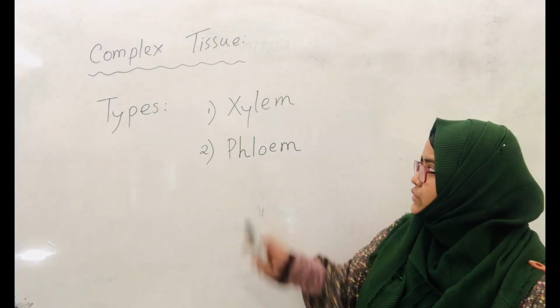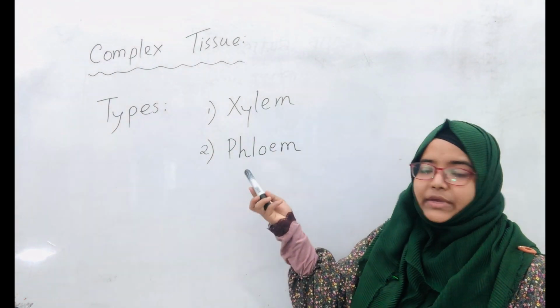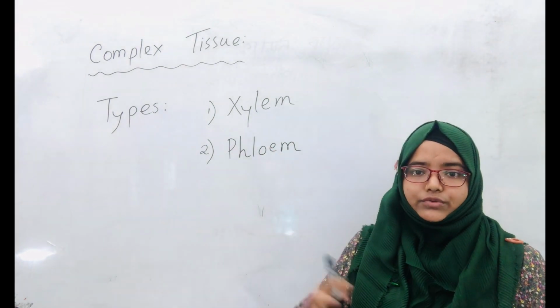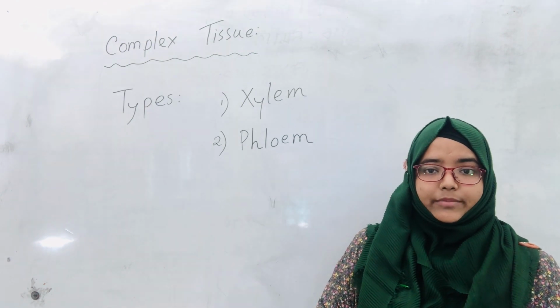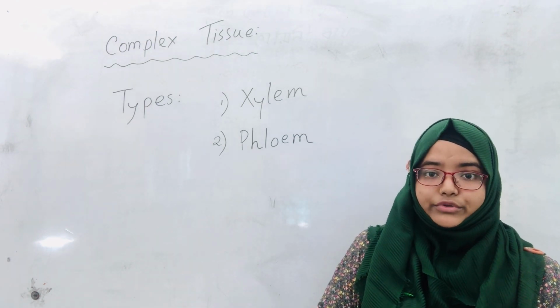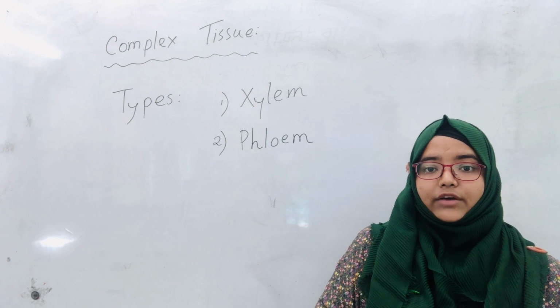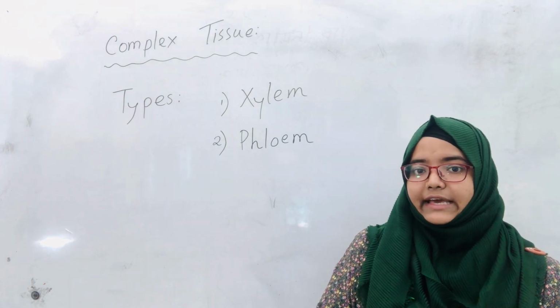So it can be of two types, xylem and phloem. Mainly xylem and phloem combinedly together help to produce the vascular tissue. We will talk about the detailed information about xylem and phloem, what they are composed of, what their constituents are, how they actually look like and what functions they actually do.